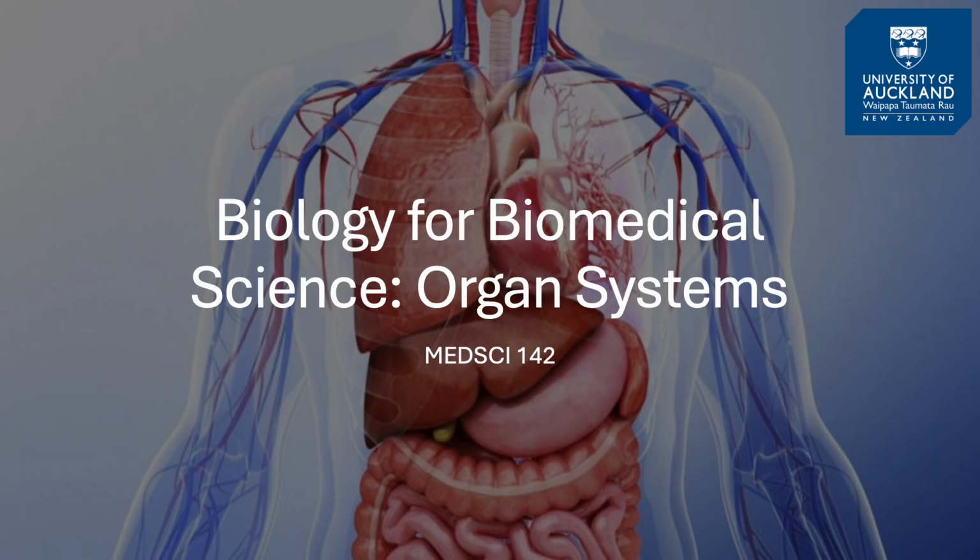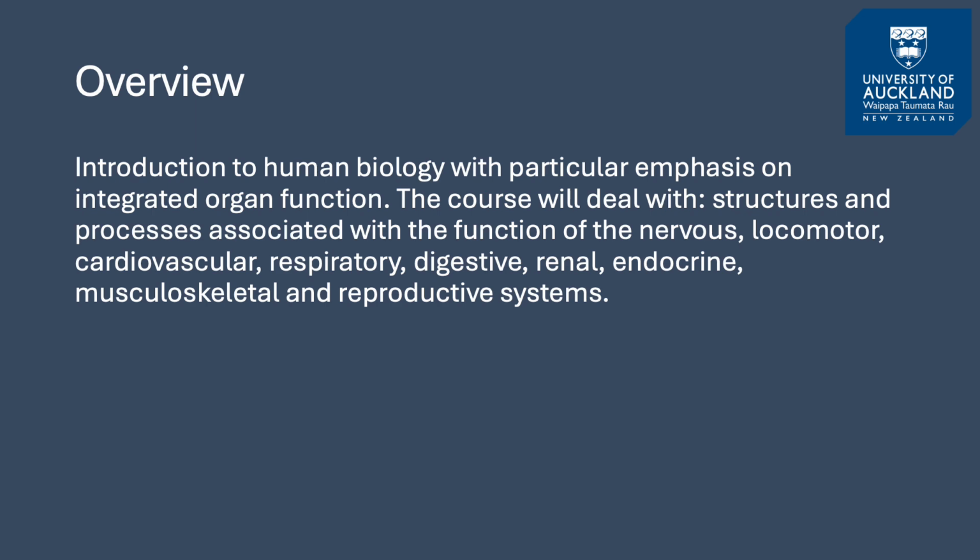So we're now going to look at the final core course for biomedical science, and that is biology for biomedical science organ systems, which is MedSci 142. Looking at an overview of MedSci 142, this is an introduction to human biology with a particular emphasis on integrated organ function. So this course will deal with structures and processes associated with the function of the nervous, locomotor, cardiovascular, respiratory, digestive, renal, endocrine, musculoskeletal, and reproductive systems.